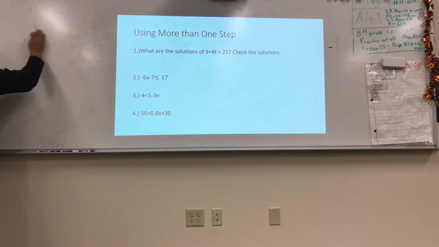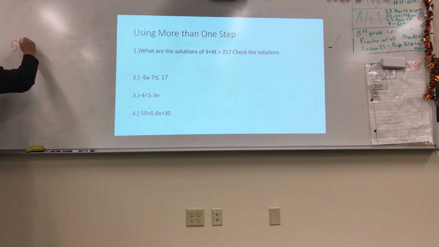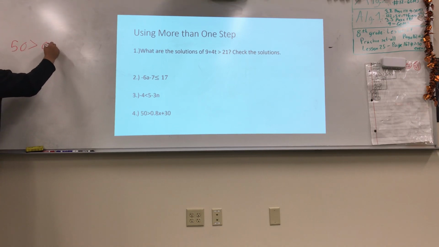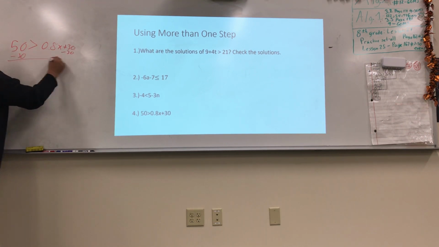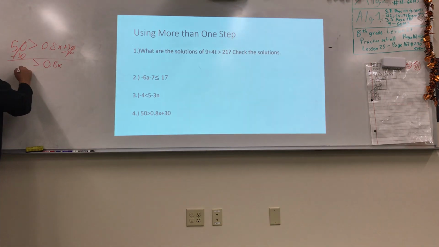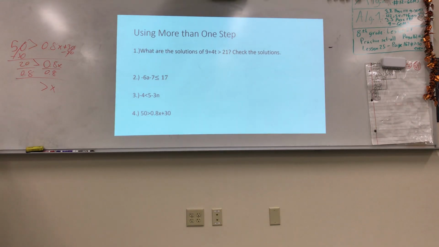Number 4. You have 50 is greater than 0.8x plus 30. Minus 30, minus 30. Boom, boom. 0.8x is less than or equal to 20. Divide by 0.8. Both are positive, so the sign stays the same.